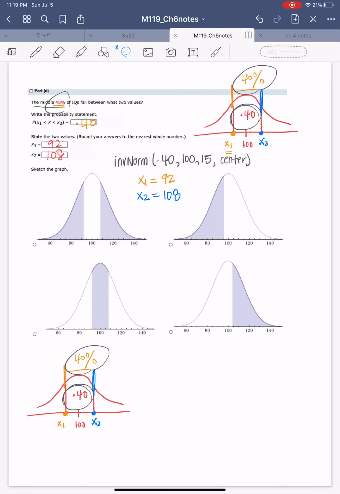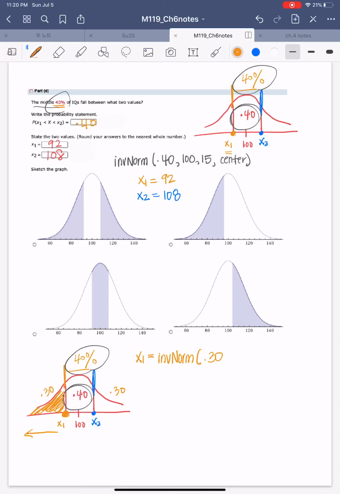Let's begin with x1. How do we solve for x1? Then you just have to do it twice. x1 will be inverse norm, area to the left. So here's my x1. Now let's think about this. I'm looking for this area, right? So how much does this area represent? Well, you know that the whole middle represents 40%, and you know this is bell-shaped and symmetric. So if you have 40% as the middle, the remaining 60% divided in half gives you 30 here, and then 30 there. 30 plus 40 plus 30 will equal 1 whole. So the area to the left of x1 will be 0.30.